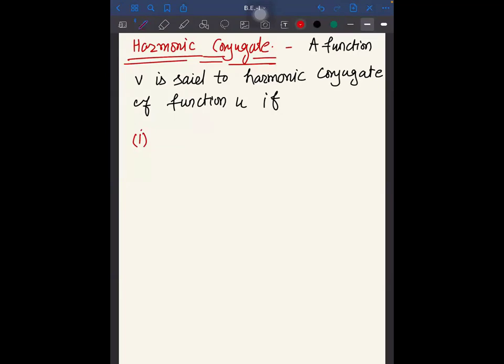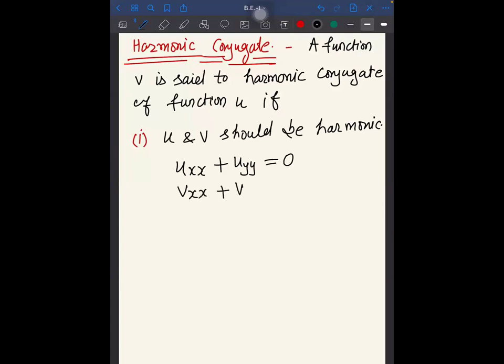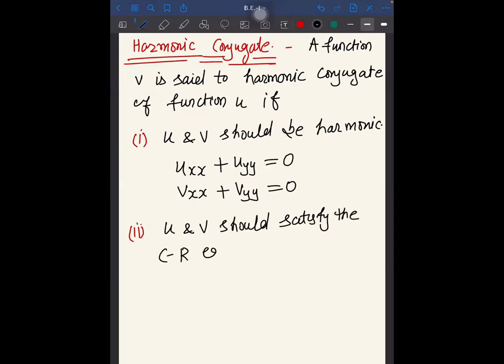So first of all, u and v should be harmonic. So harmonic means what? They should satisfy this thing. Of course, their second order partial derivatives should be continuous, but if they are harmonic, additionally they will also satisfy this Laplace equation, right? And secondly, they should satisfy the CR equations. That means u_x should be equal to v_y and u_y should be equal to minus v_x. So our question will be like that. We have one function, we need to find the harmonic conjugate of that function. So that will be precisely our question.